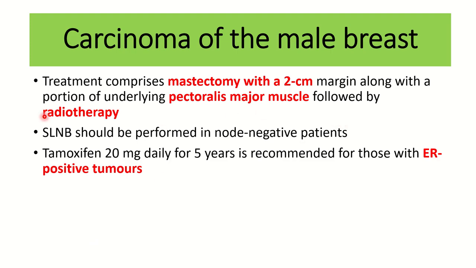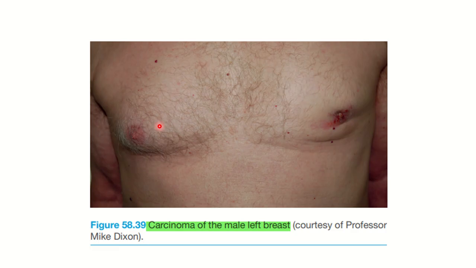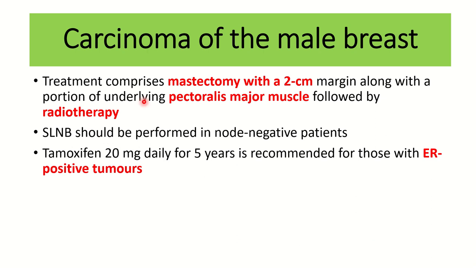And the treatment comprises mastectomy with 2 cm margin along with a portion of underlying pectoralis major muscle, followed by radiotherapy. So this point is very important, that the carcinoma of the male breast, its treatment involves three important parts. One is the mastectomy with 2 cm margin, then cut of part of the pectoralis major muscle, and then radiotherapy.